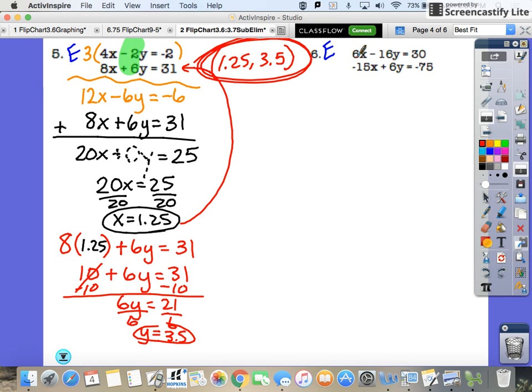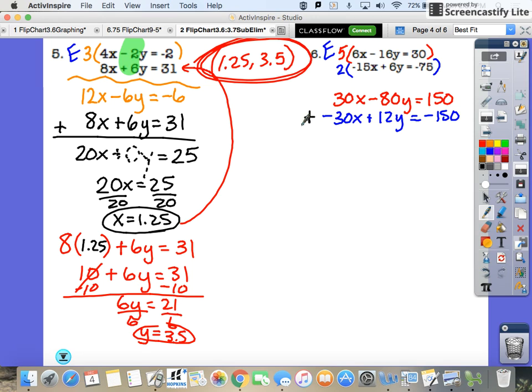What I recognize is that 6 and 15 are both divisors of 30. So what I can do is take the top times 5, and take the bottom equation times 2. So our first equation is going to become 30x minus 80y equals 150. And then 2 times negative 15 is negative 30x plus 12y equals negative 150. Okay? So now these two match up, but they're opposite signs. We can add them. These and these add up to 0.